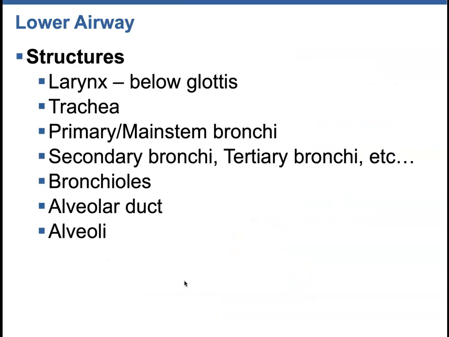Then the lower airway, again, is below the glottis. It's the portion where the trachea begins, and then it branches into the primary, or what's called main stem, bronchi, then secondary, tertiary, so it just starts branching off much like you see with a tree. Eventually you get down to the bronchioles, which are little tubes surrounded by smooth muscle, and then it gets into the alveolar duct and then directly into the alveoli.